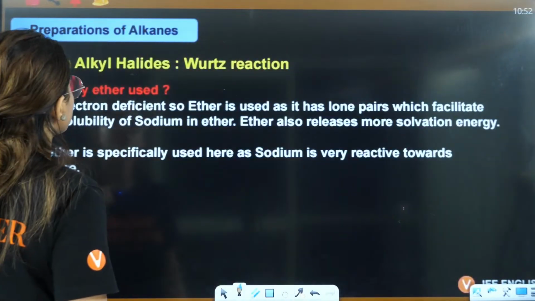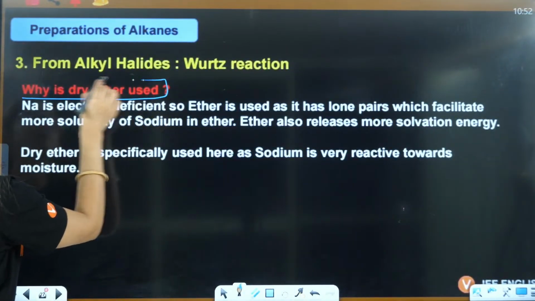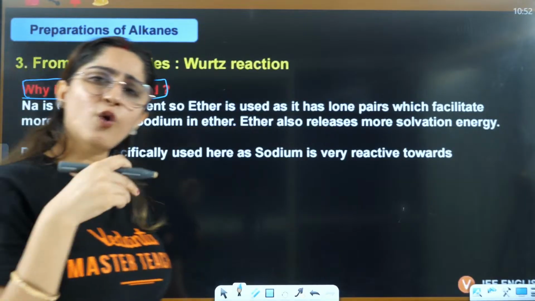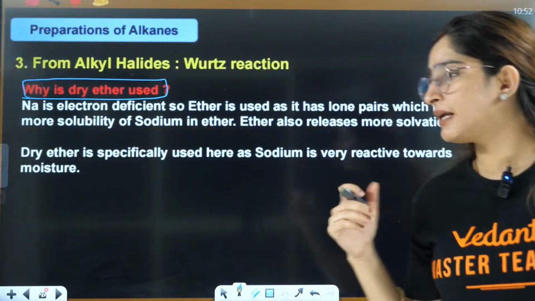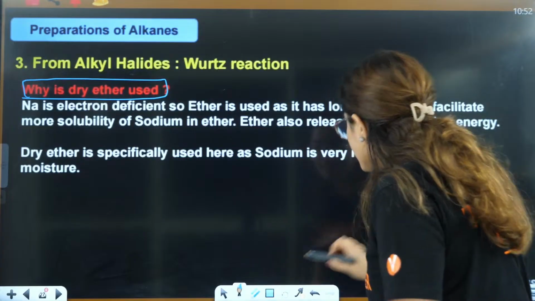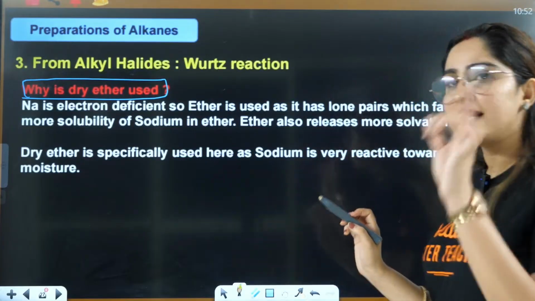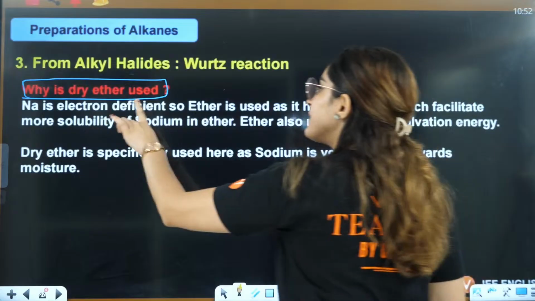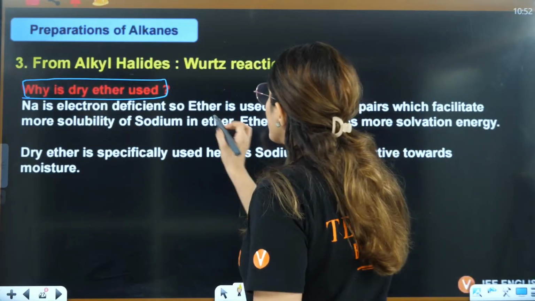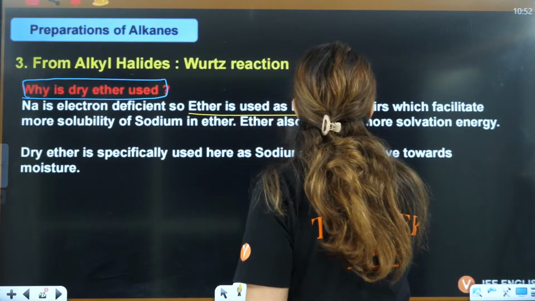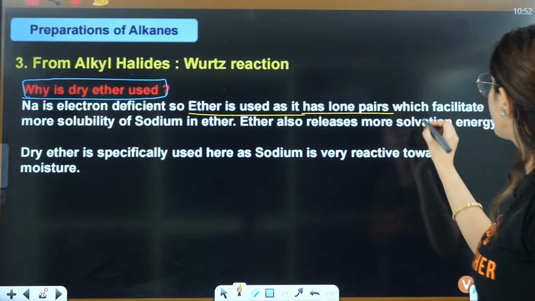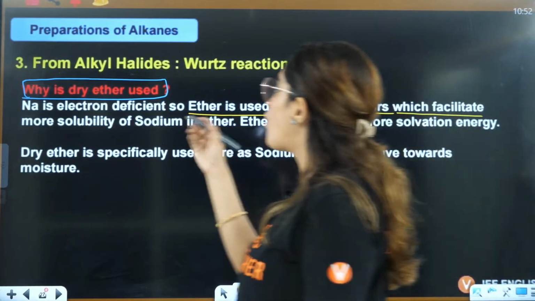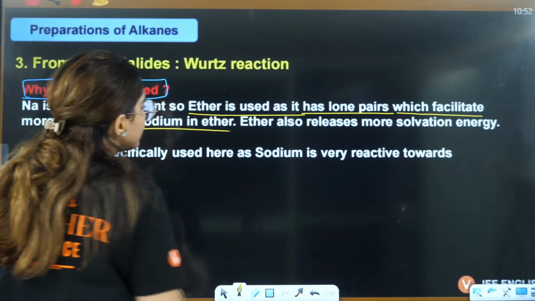Now the question is, ma'am, why is dry ether used? What's the need of dry ether? Let's talk about that. The reason is that sodium is electron deficient. So ether is used as it has lone pairs, which facilitates more solubility of sodium in ether.